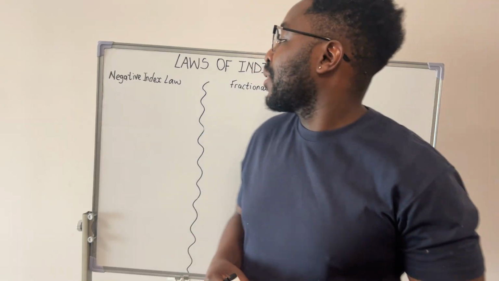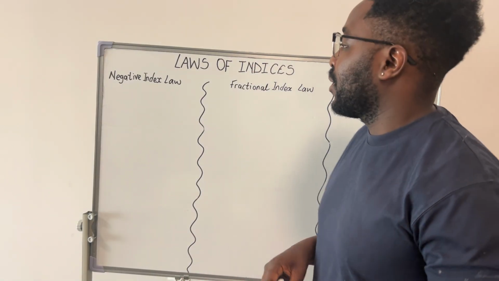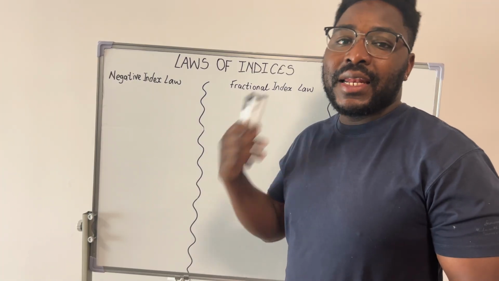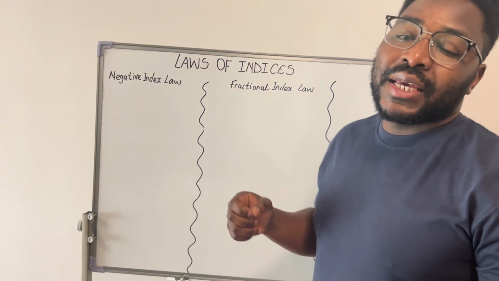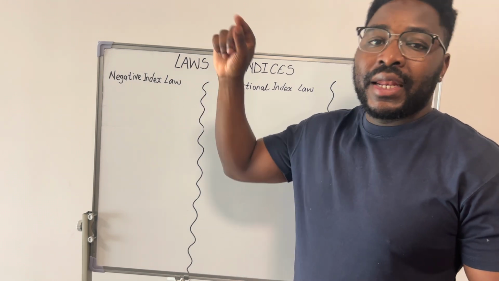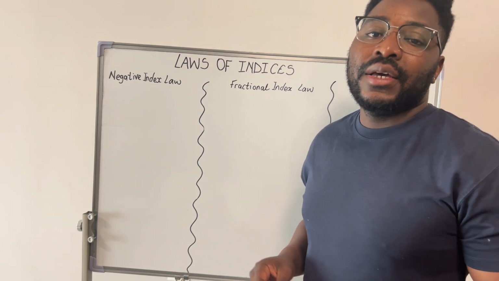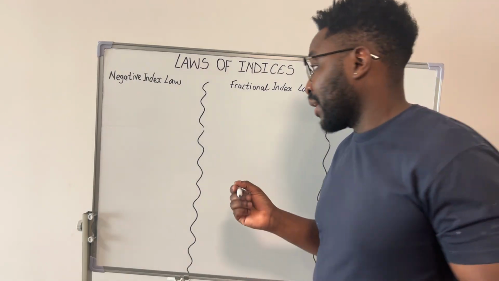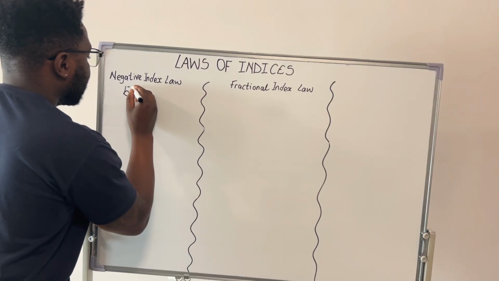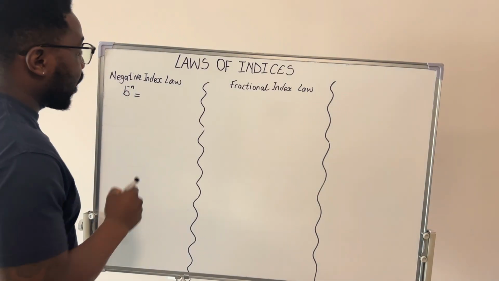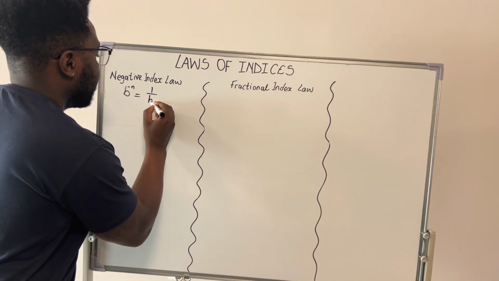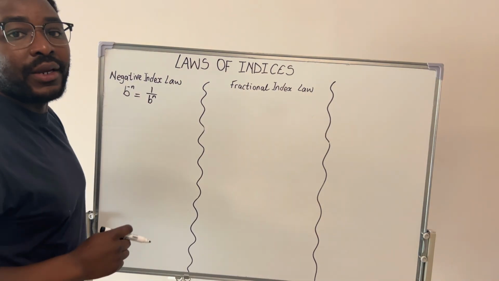Our other law of indices is the negative index law, and it states that if you have an expression raised to a negative index, you have to take its reciprocal. So how does that look? Let's say we have b raised to -n. We have to take its reciprocal, so that would be 1 over b raised to n.